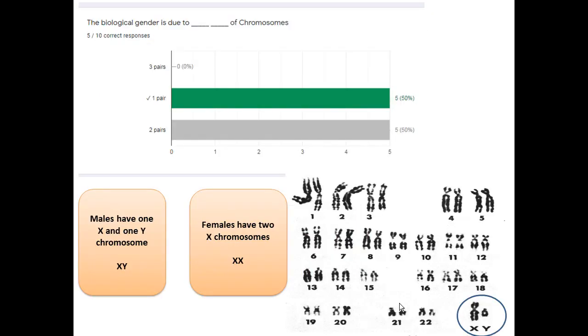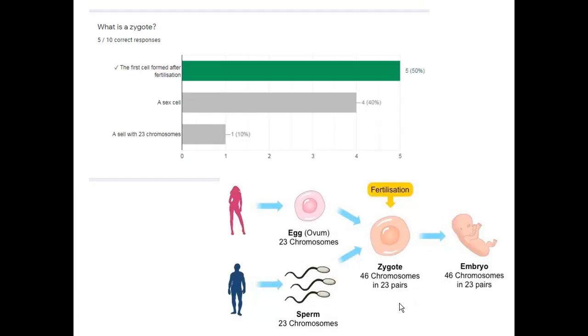Okay? So the first question that I would like to discuss with you is the one about biological gender. As we said during the lesson, just one pair of chromosomes will define your biological gender. The pair will be XX if your biological gender is female, or the pair will be XY if your biological gender is male.